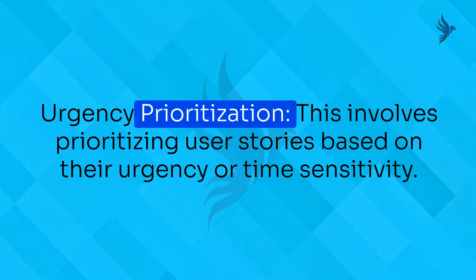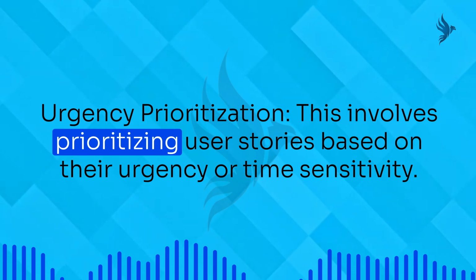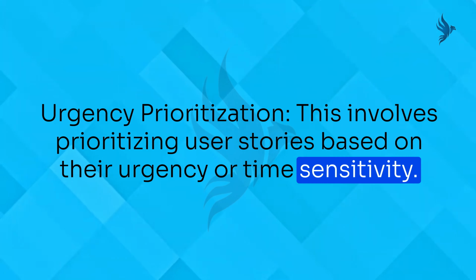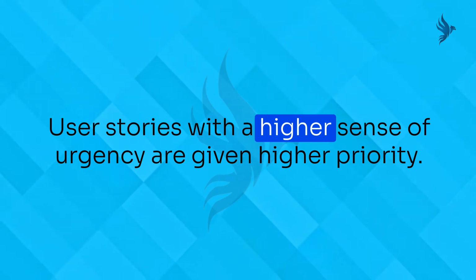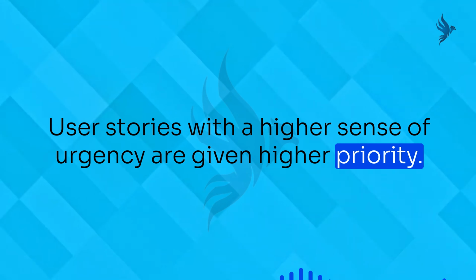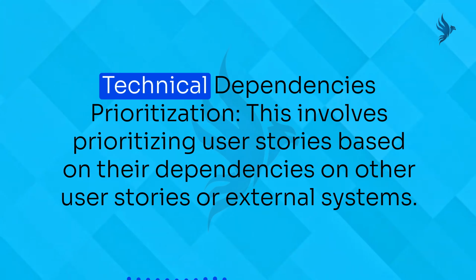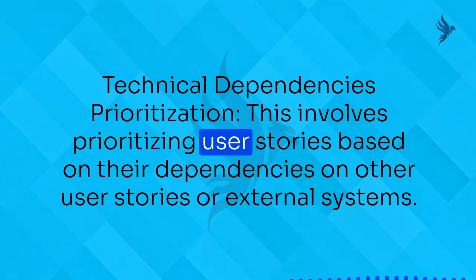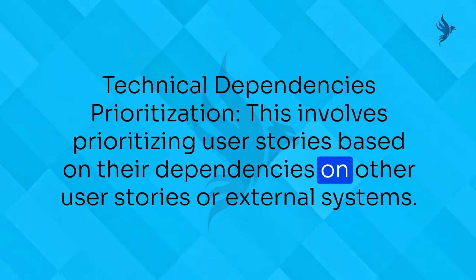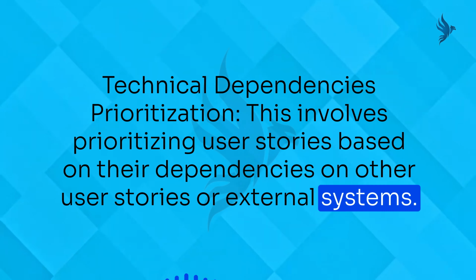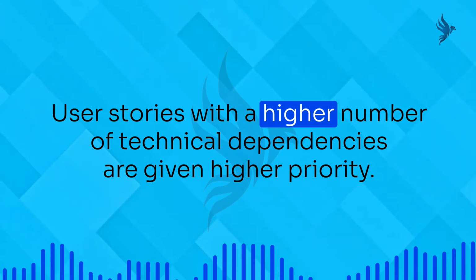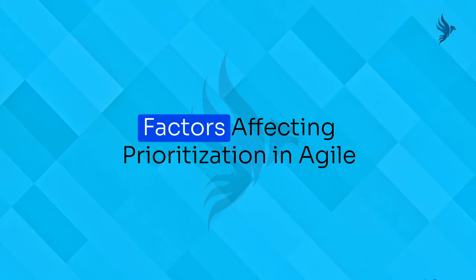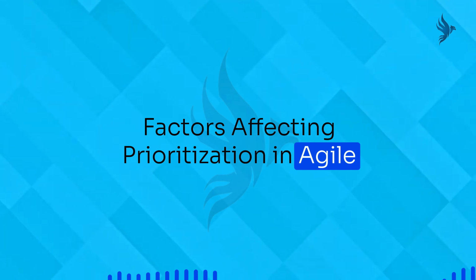3. Urgency prioritization. This involves prioritizing user stories based on their urgency or time sensitivity. User stories with a higher sense of urgency are given higher priority. 4. Technical dependencies prioritization. This involves prioritizing user stories based on their dependencies on other user stories or external systems. User stories with a higher number of technical dependencies are given higher priority.